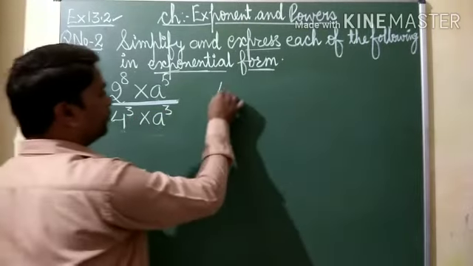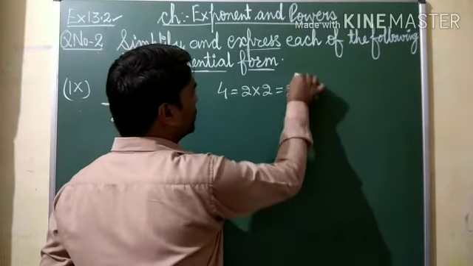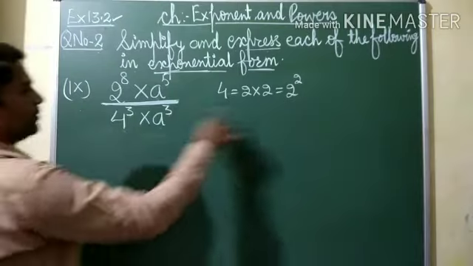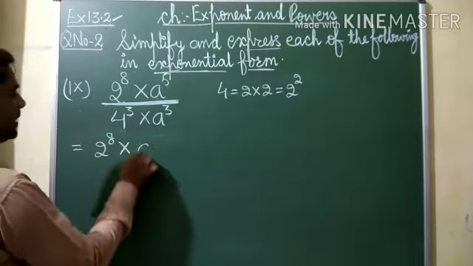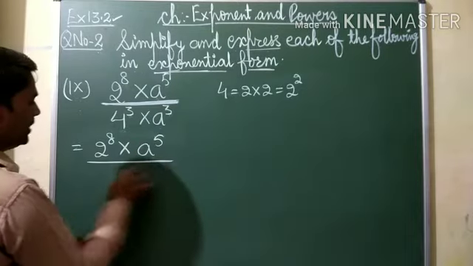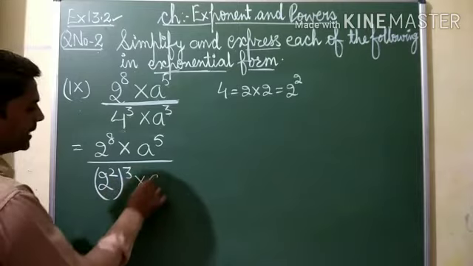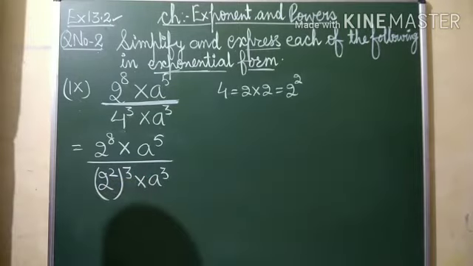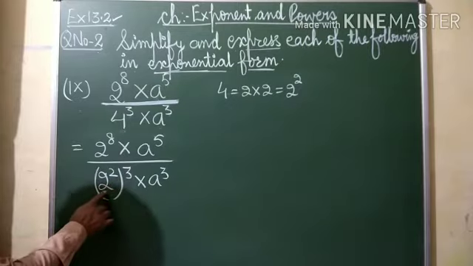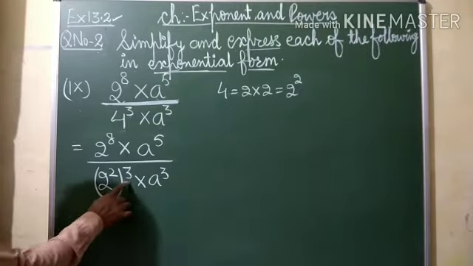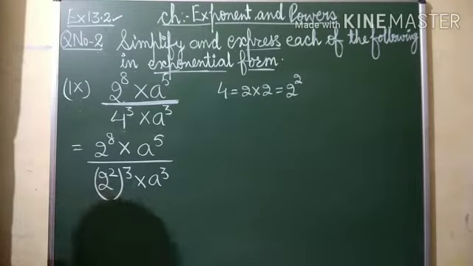First of all, write 4 as 2 multiplied by 2, which can also be written as 2 raised to 2. Now replace 4 by 2 raised to 2. We get 2 raised to 8 multiplied by a raised to 5, whole divided by 2 raised to 2 whole raised to 3 multiplied by a raised to 3. Since 2 raised to 2 whole raised to 3 is the case of taking power of a power, we get 2 raised to 2 times 3, which is equal to 2 raised to 6.